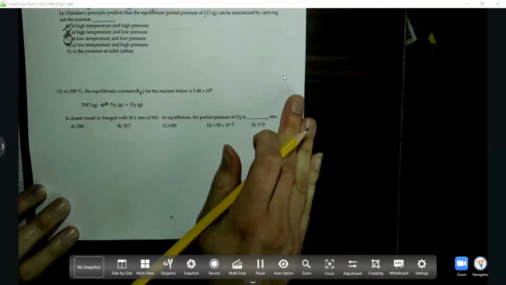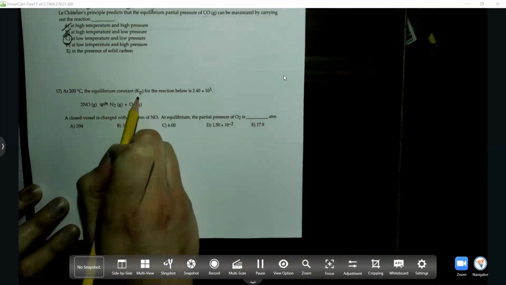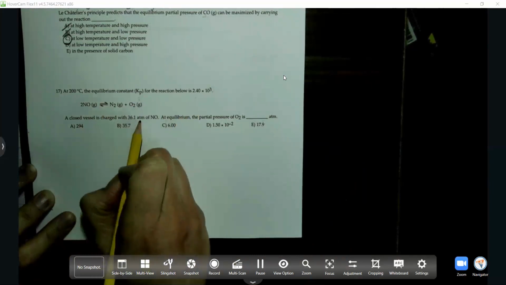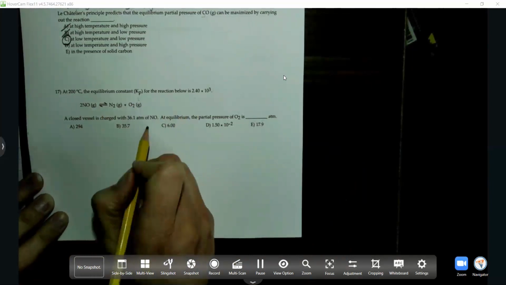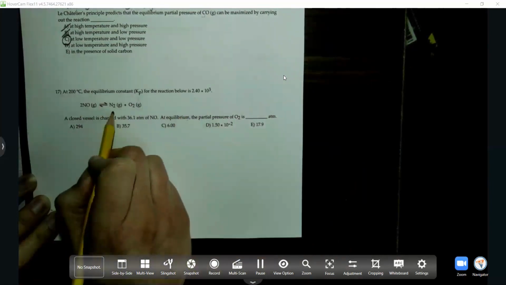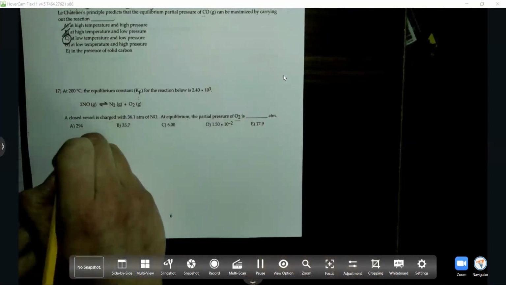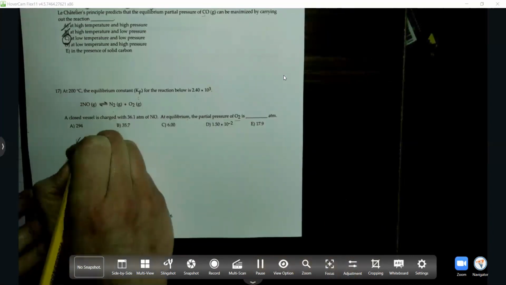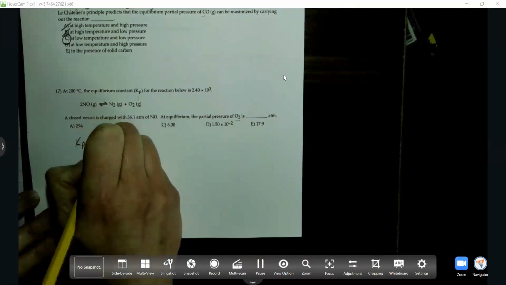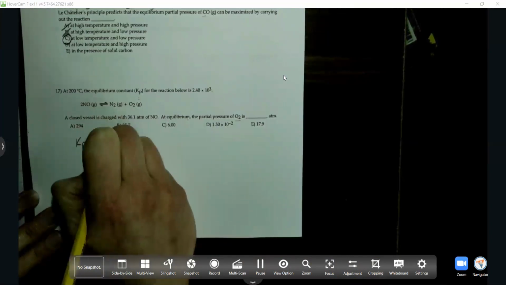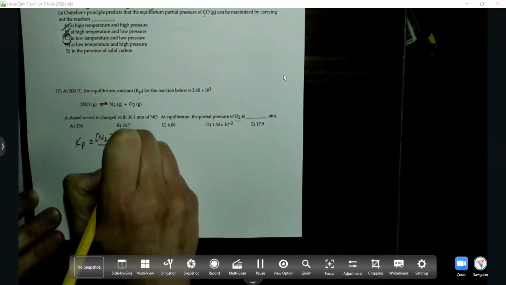All right, number 17. Fun. It gives us the equilibrium constant Kp for this reaction. It says that a closed vessel is charged with 36.1 atmospheres of NO, and then it asks for, once this reaction comes to equilibrium, what is the partial pressure of O2? So I like to write out our Kp expression. Kp is equal to the concentration of N2 times the concentration of O2, divided by the concentration of NO squared.